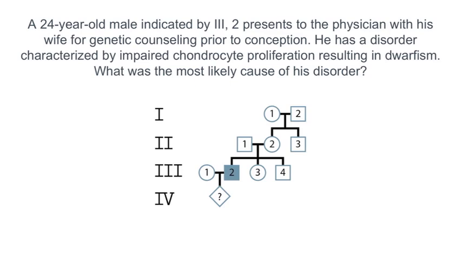A 24-year-old male, indicated by 3-2, presents to the physician with his wife for genetic counseling prior to conception. He has a disorder characterized by impaired chondrocyte proliferation resulting in dwarfism. What was the most likely cause of his disorder? Okay, impaired chondrocyte proliferation resulting in dwarfism is describing achondroplasia.